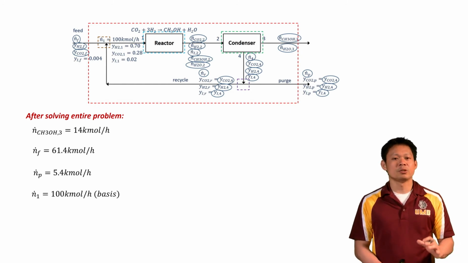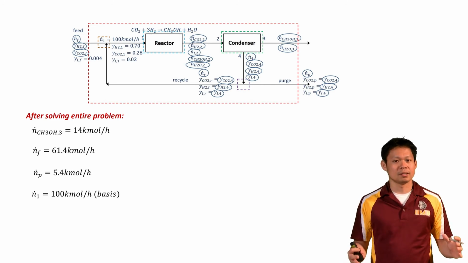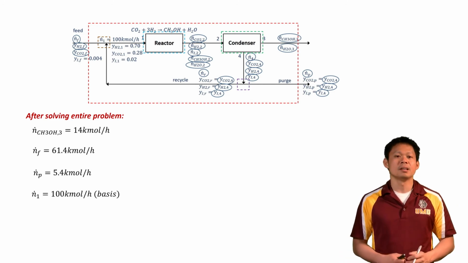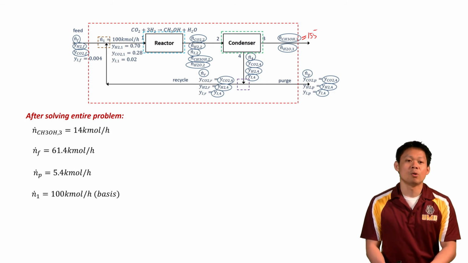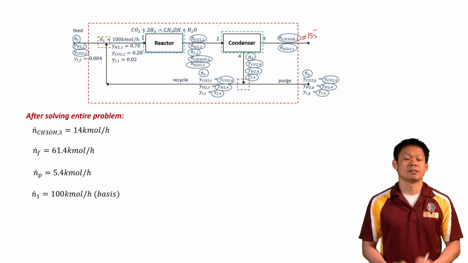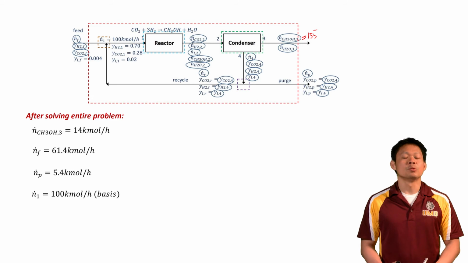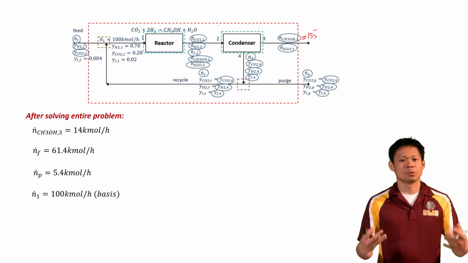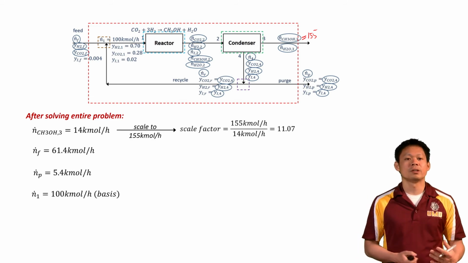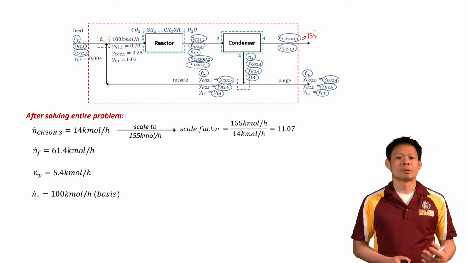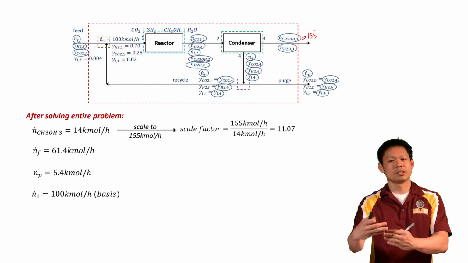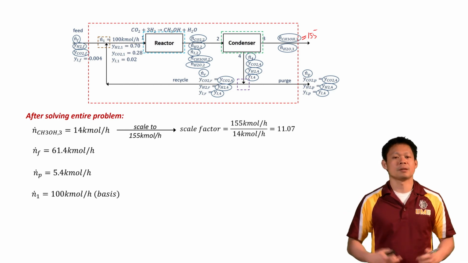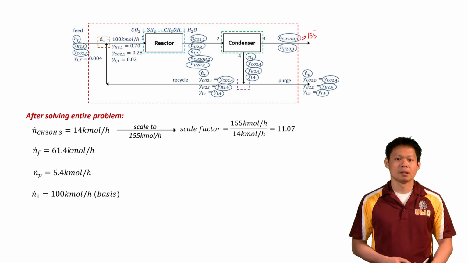But the one extra step we need to do after we have solved this problem this way is to scale the entire problem back. Remember, the question says we want 155 in our methanol product stream. What we have after solving this problem is 14 kilomoles per hour. So we need to scale our process up to 155 kilomoles per hour. We're going to scale by finding the scale factor. We want 155, right now we have 14, so we need to scale our entire process up by 11.07 times.